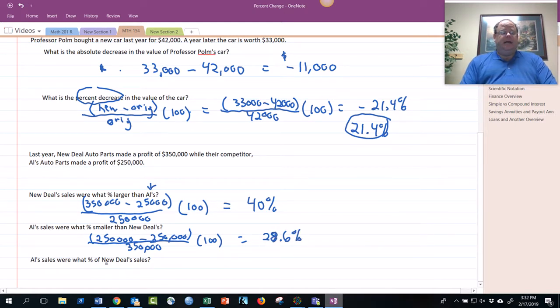Last, Al's sales were what percent of New Deal sales? Well, now this is just asking for a percentage, so we're just going to straight up do the division. That'll get us a decimal, and to turn it into a percentage we multiply by 100, and we get 71.4%. All right, that's it for percent change.